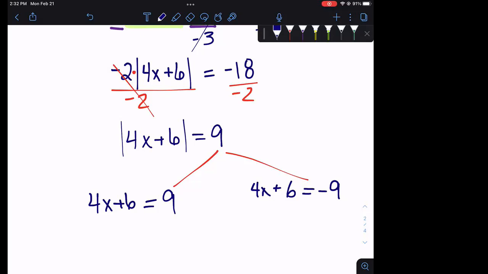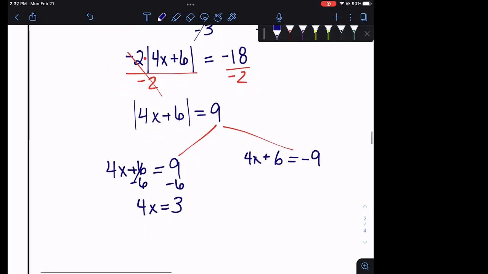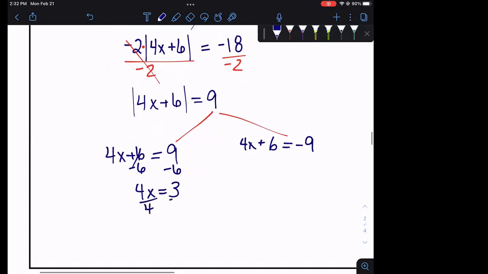So looking at these 2 equations, we are going to start off with subtracting 6 from both sides. 4x equals 3. We're going to divide both sides by 4 to get x equals 3/4.